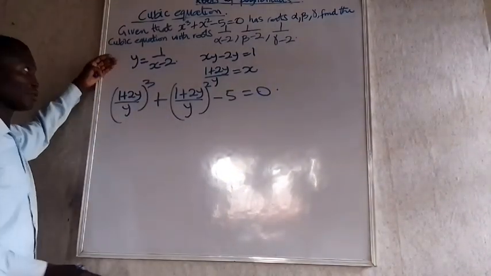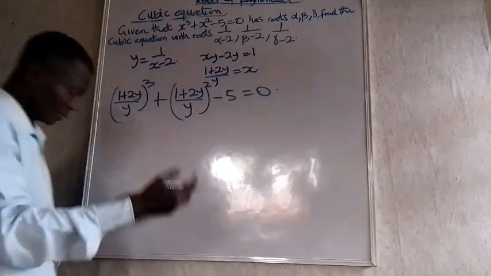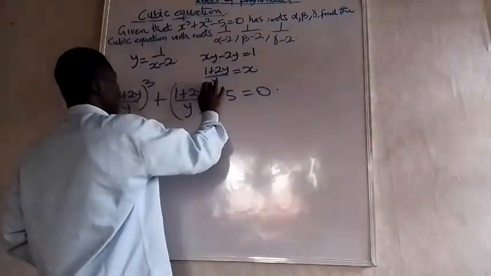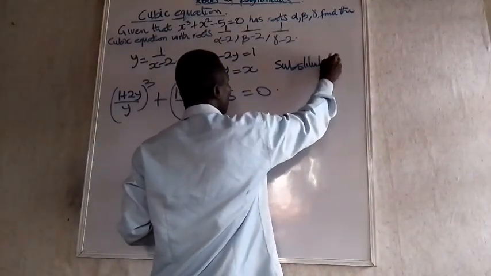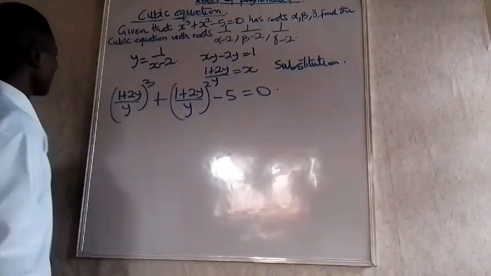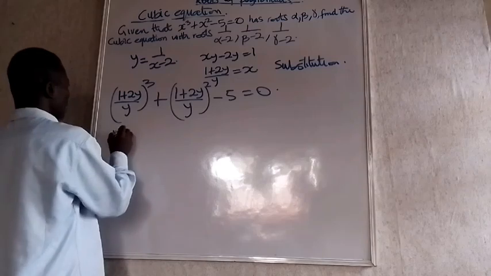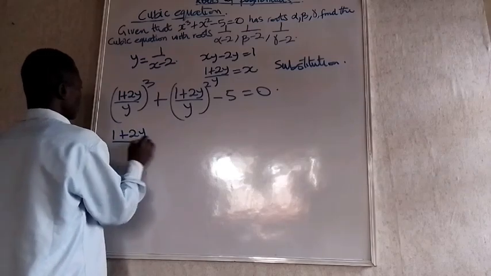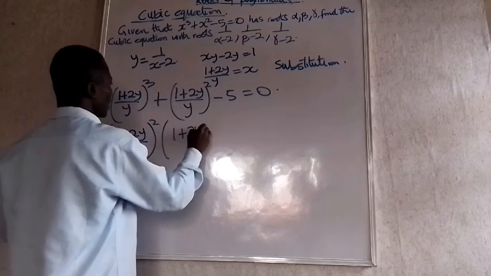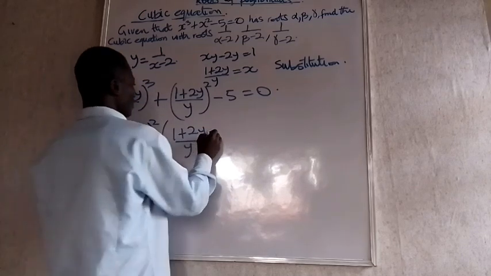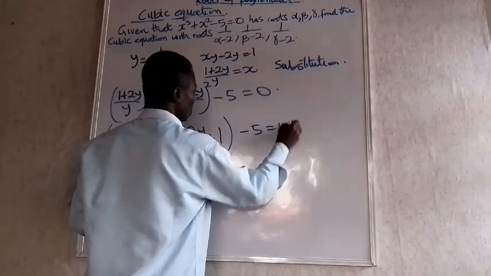This is very good in forming another equation, either cubic or quadratic. So using substitution makes the work faster and easier, depending on how you can do it. Now, let's see. So we are going to have ((1 plus 2y) over y) all squared into ((1 plus 2y) over y plus 1) minus 5 equals 0.